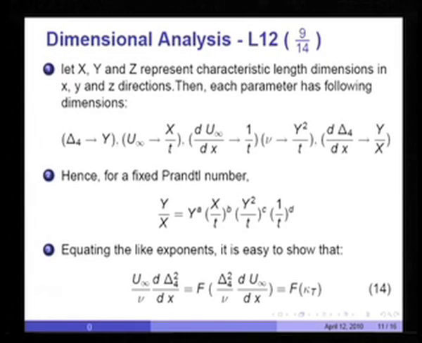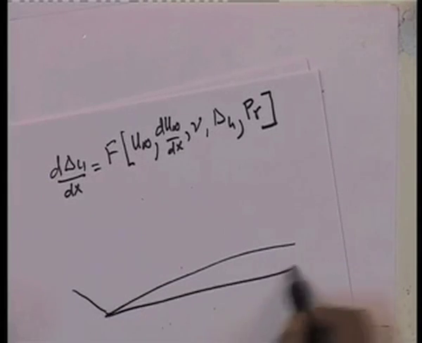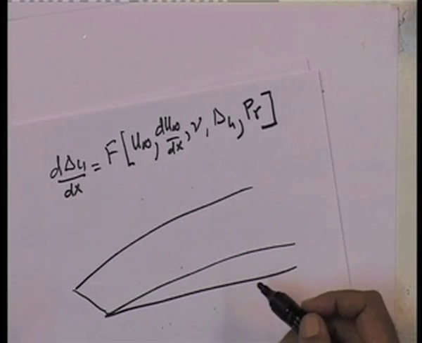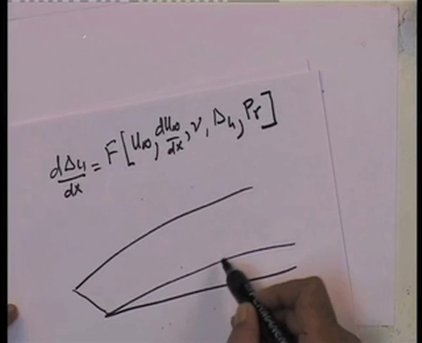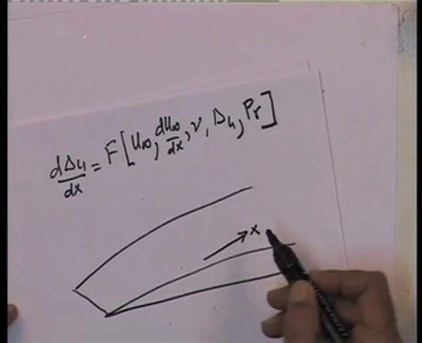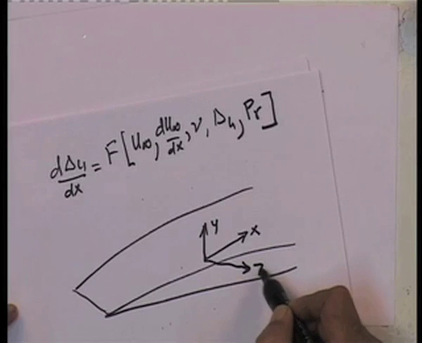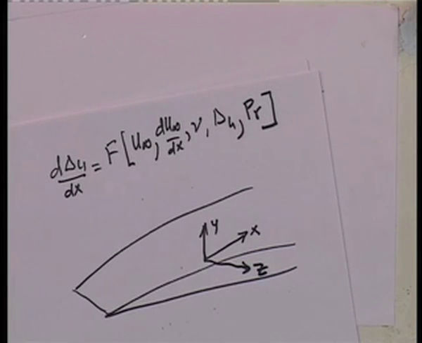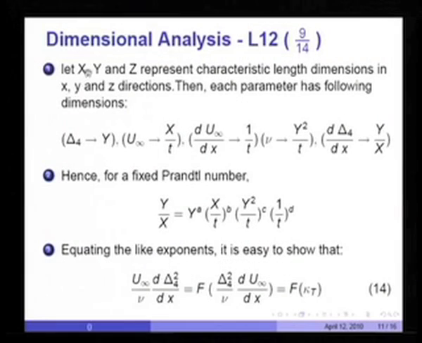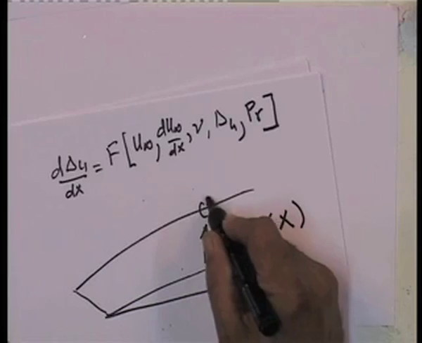And now we shall carry out dimensional analysis. So let's say this was the boundary layer growing on a flat plate or any other plate with a pressure gradient. Then in the streamwise direction, let this be x, this the transverse direction y, and this the lateral direction z. Then if I say the characteristic dimension in direction x is capital X, in direction y is capital Y, and in direction z is capital Z.